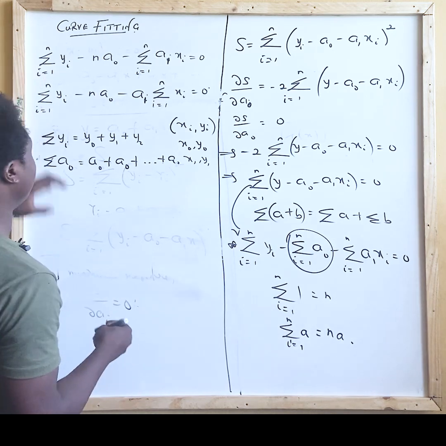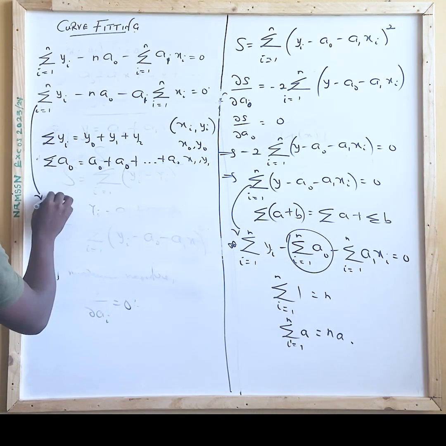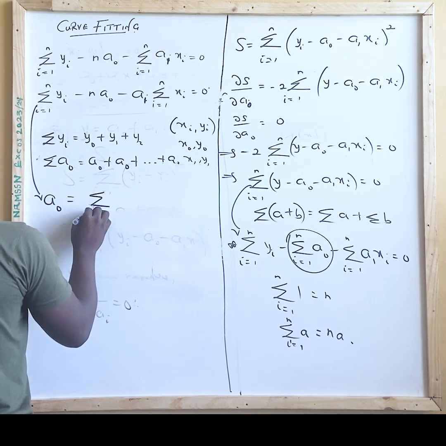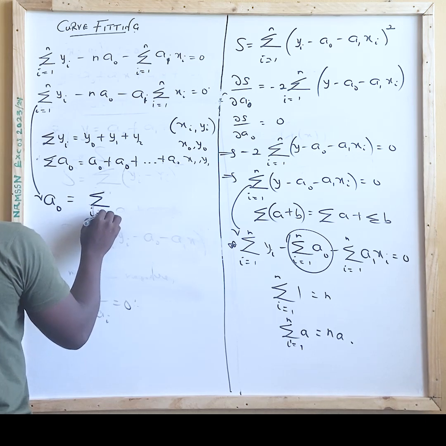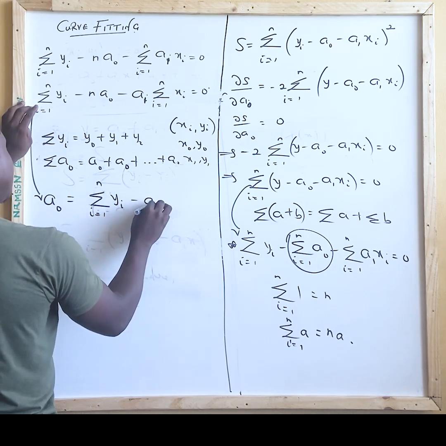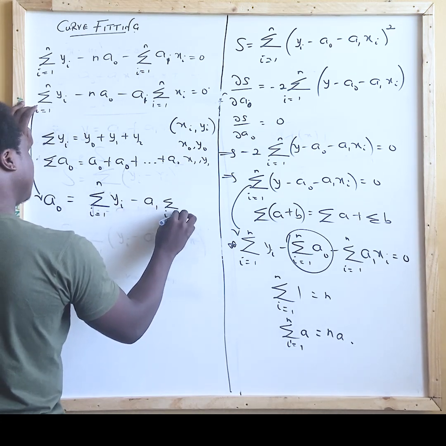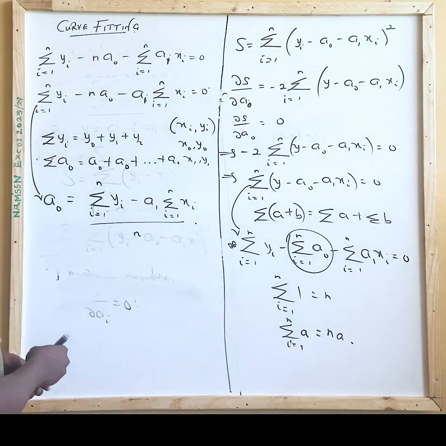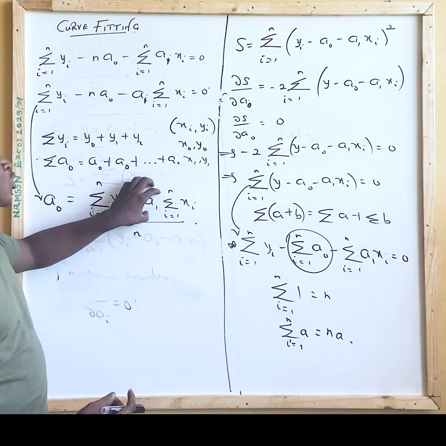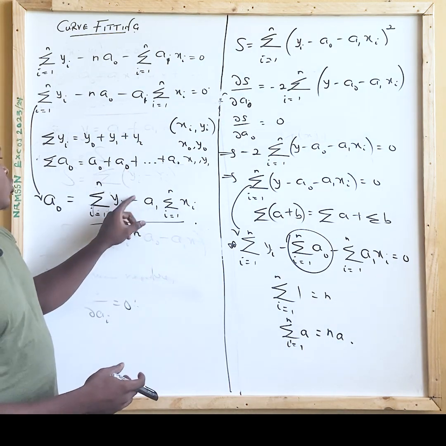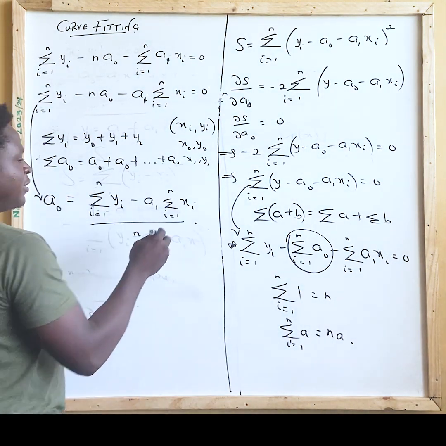So from here you want to get a naught, so it means that this line here can then become a naught equal to summation i from 1 to n yi, this one staying, minus a1 summation i from 1 to n xi, over n. This would be our a naught. But then remember, we don't know what a1 is. So it would be wrong for us to say that this is our a naught. So we have to go and get a1 also so that we can put a1 inside this place. Let me term this equation 1.